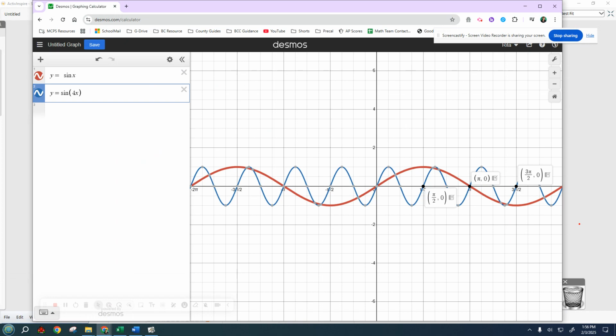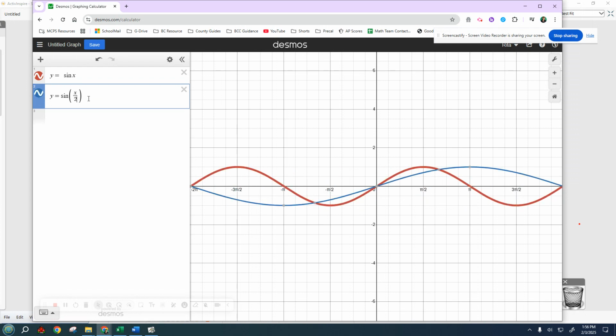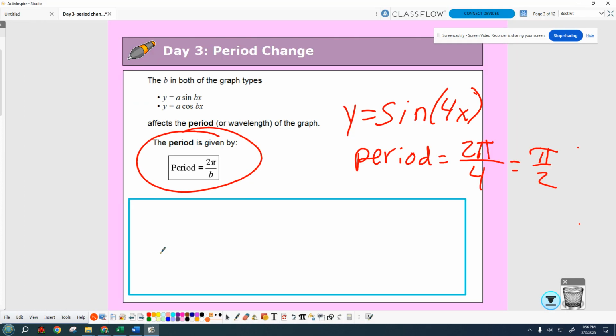So let's check. One arch is all we got in there. We saw half of it. Matt, does it make sense? And it takes 4 pi to do a whole one when it's that stretched out. Okay, yes. All right.